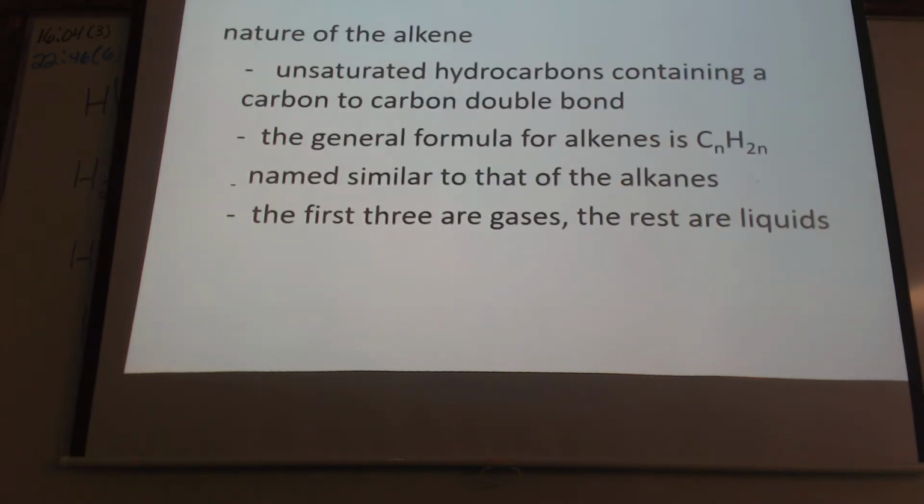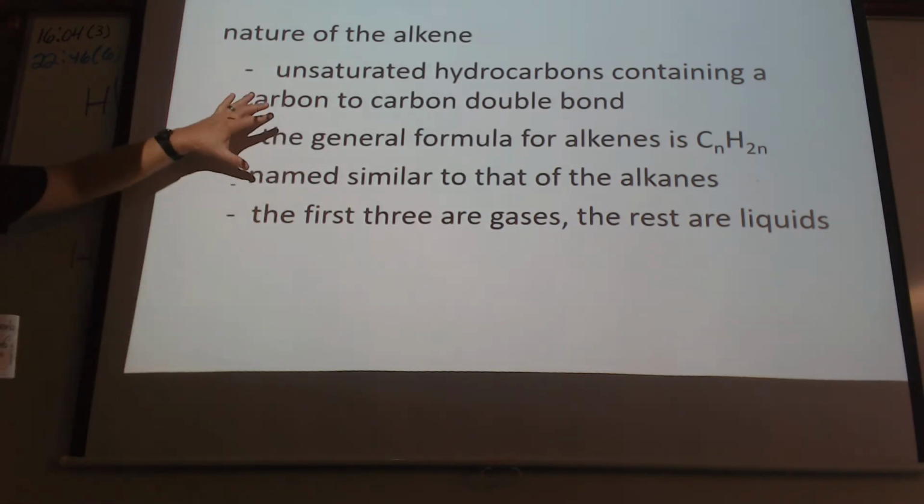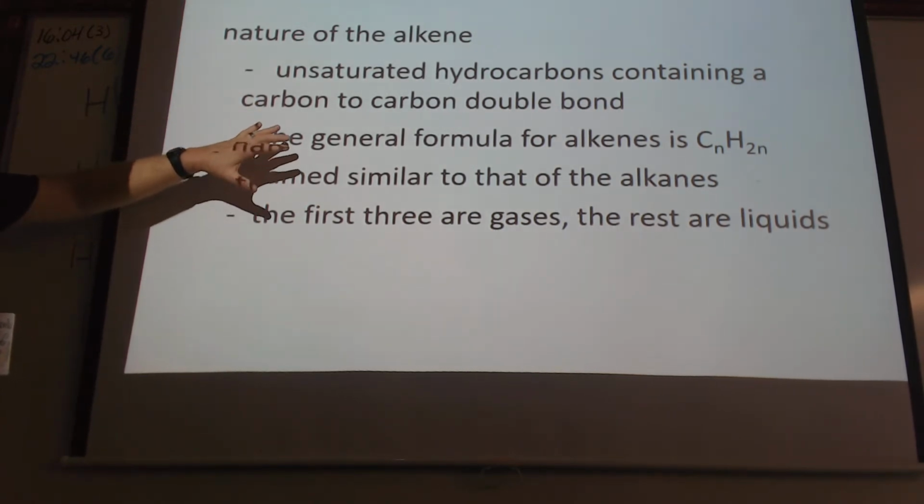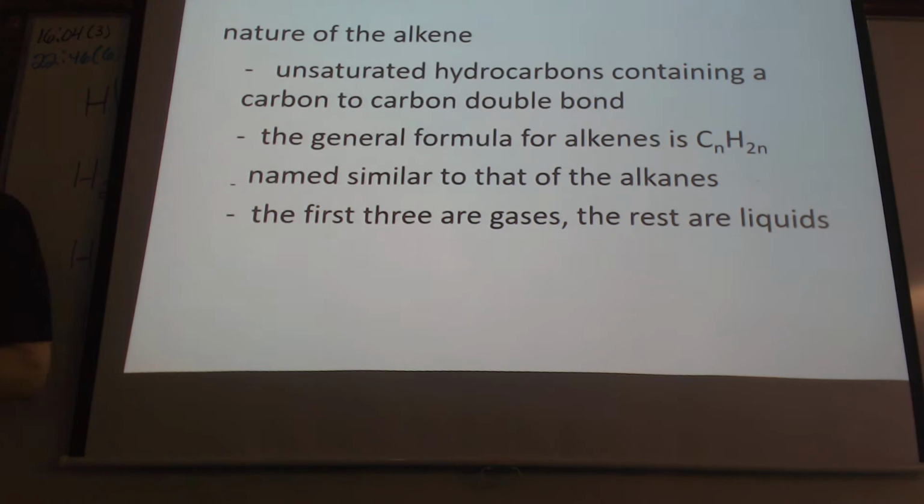Okay, so moving on. Nature of the alkene. Yes, it's unsaturated. So at some point, like we just discussed, there's going to be some form of multiple bonding in there, whether it is a double or a triple bond. The alkyne formula is just a little different. There are some similarities to that of the alkanes. The naming would be no different if you're talking about octene.